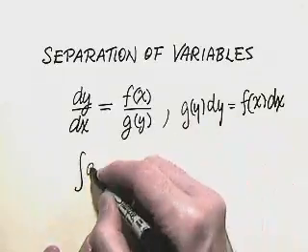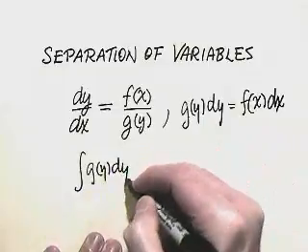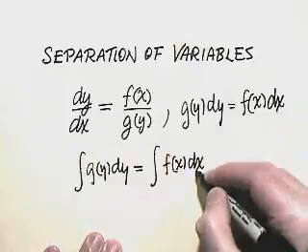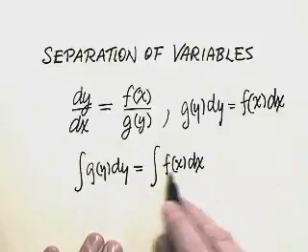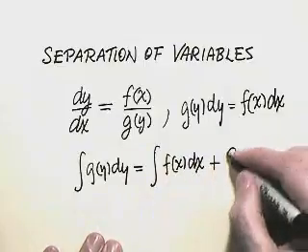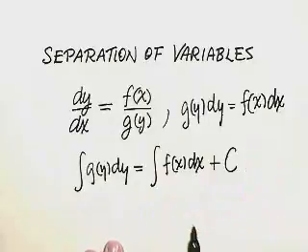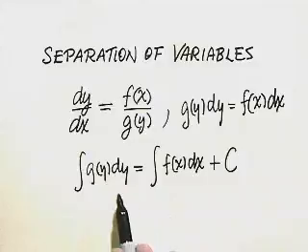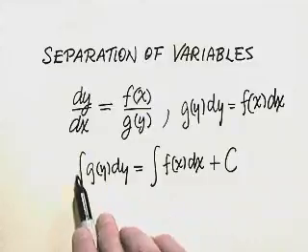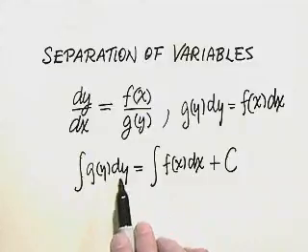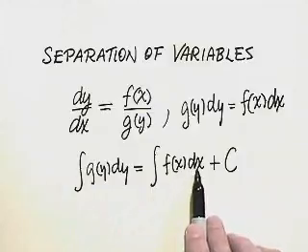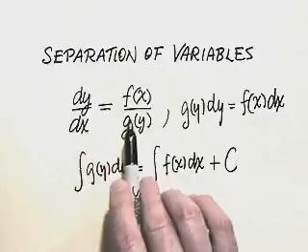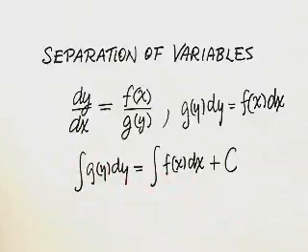So the integral of g of y dy is equal to the integral of f of x dx. And of course, we have constants of integration, but it's only necessary to use one. And so on the f of x side, we'll include the constant of integration. And so you see this antiderivative will be some expression in y, and here we have some expression in x plus a constant of integration, and that's the solution to this ordinary first-order differential equation.